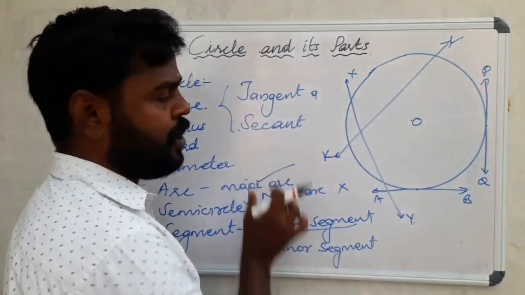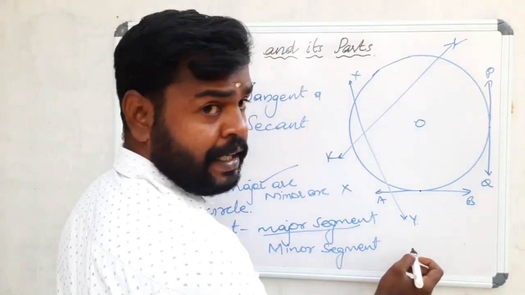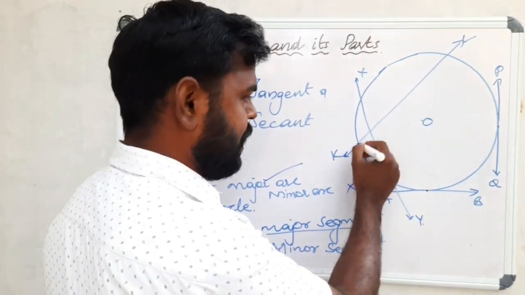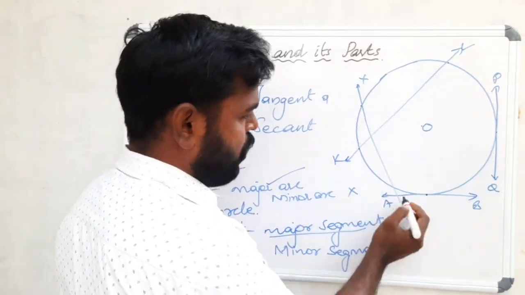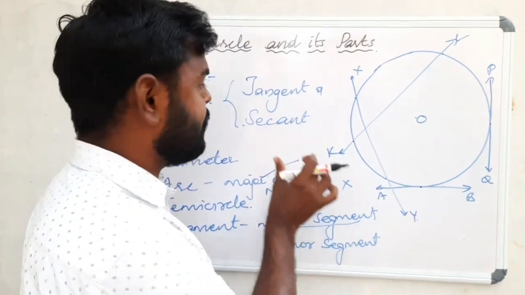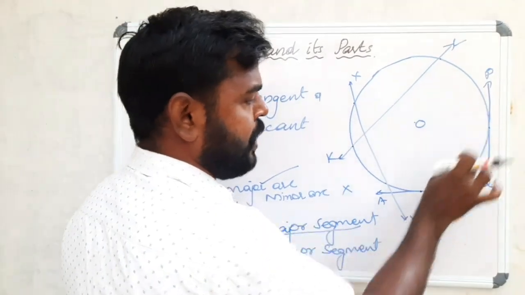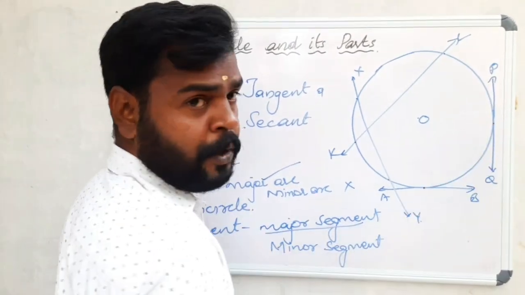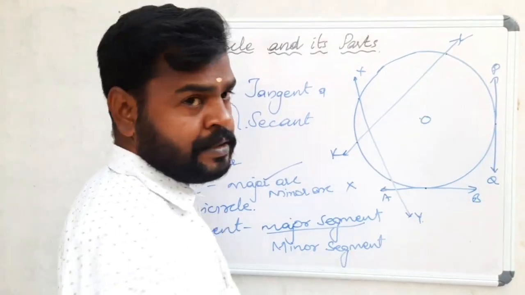Now secant of a circle. These lines KL and XY touch two points, one, two, and this XY also touches two points. So a line passing through a circle at two points is called a secant. Tangent means touching only one point, and this point is called the point of contact, while a secant is a line passing through two points.